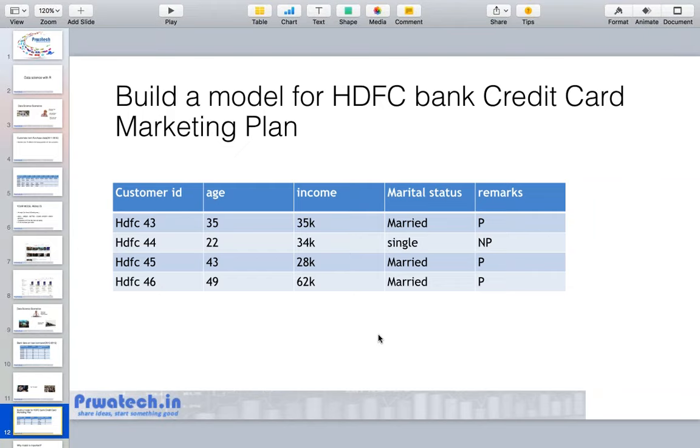Suppose the columns are customer ID, age, income, marital status, and the final column is remarks. In the remarks, you see P and NP. P means this customer is profitable for the bank. If not profitable, then NP is mentioned here. So from this existing data, you have to build a model for the HDFC Bank credit card marketing plan.